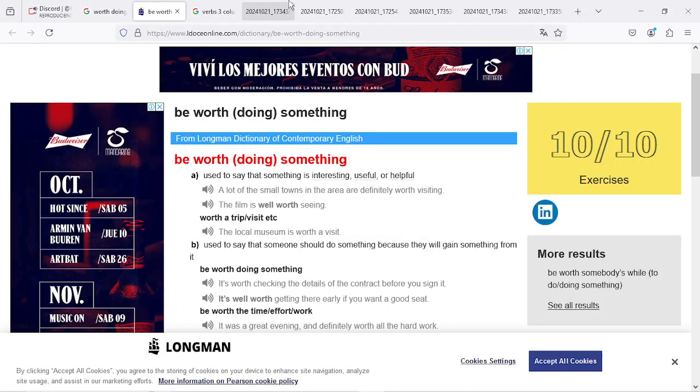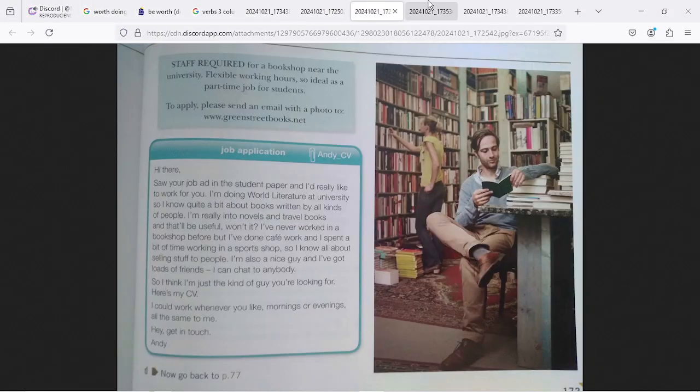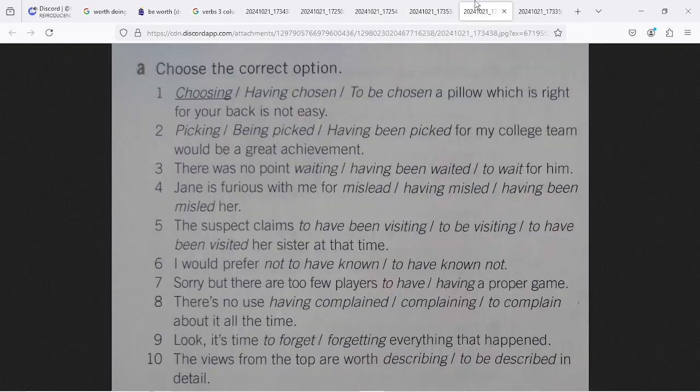Okay, let's see if I can find any other activity. I have one here.